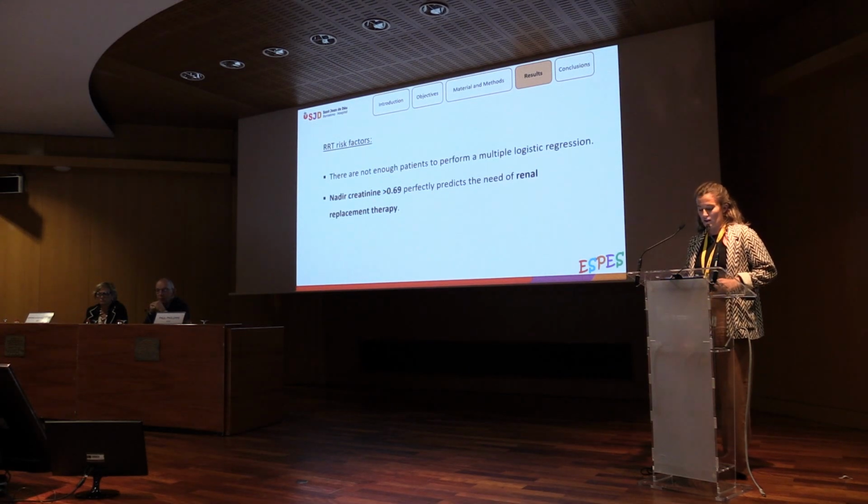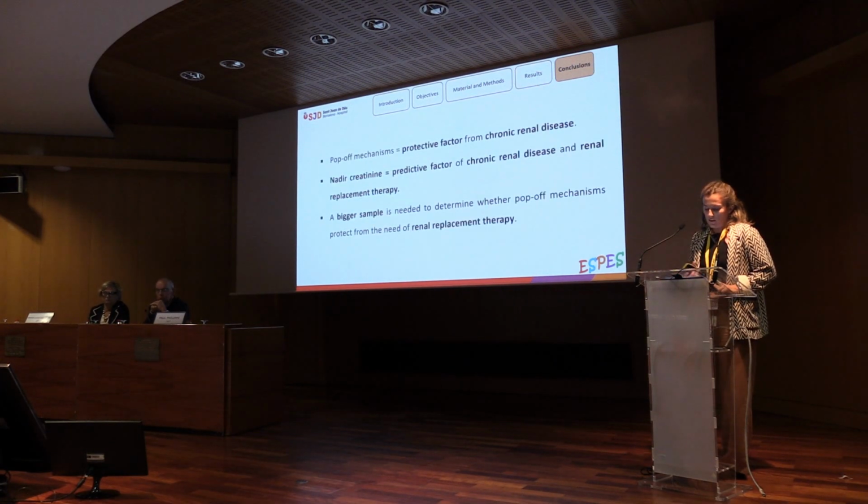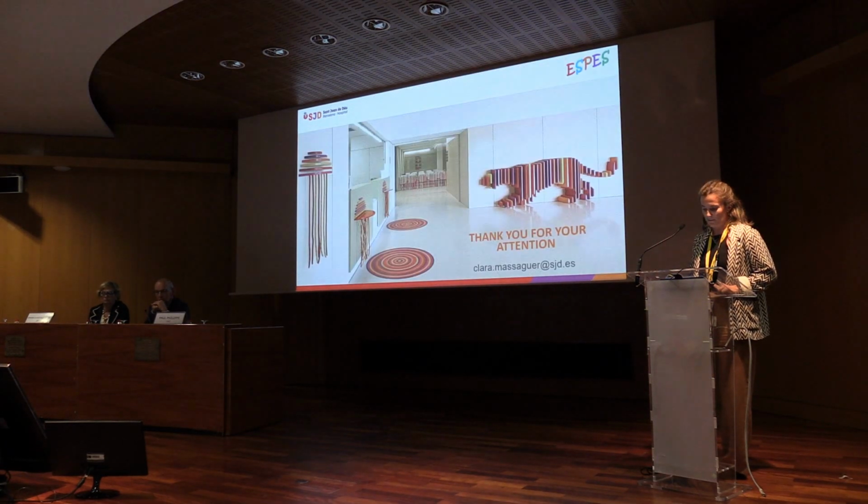Regarding the risk factors for renal replacement therapy, there are not enough patients in our series to perform a multiple regression, but we found that all patients with nadir creatinine greater than 0.69 ended up needing renal replacement therapy. So in conclusion, pop-off mechanisms act as protective factors from chronic renal disease. Nadir creatinine is a predictive factor of chronic renal disease and renal replacement therapy. We need a bigger sample to determine whether pop-off mechanisms protect from the need of renal replacement therapy. Thank you.